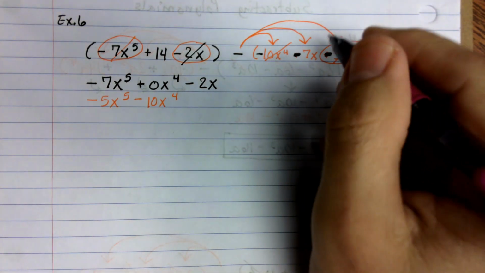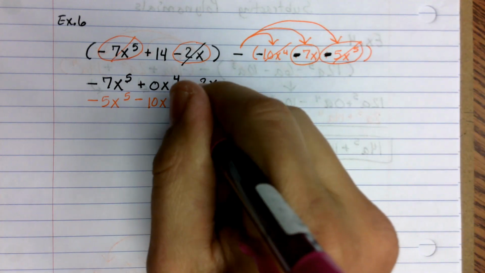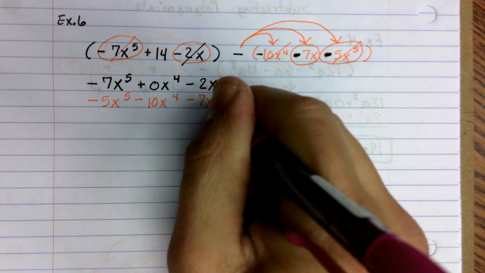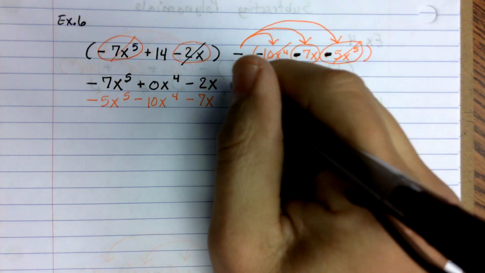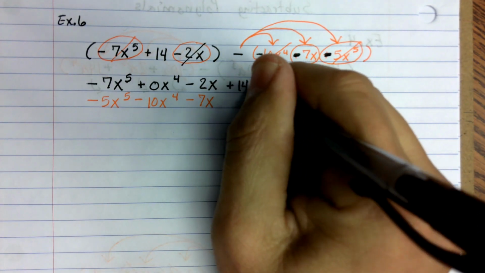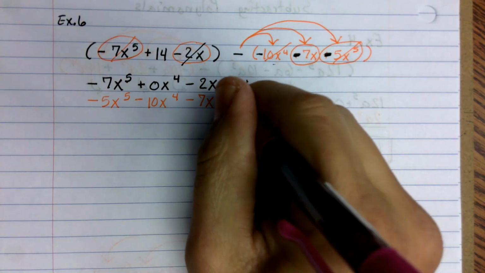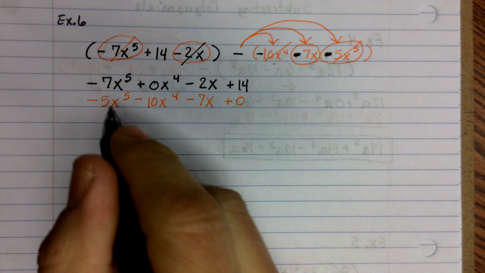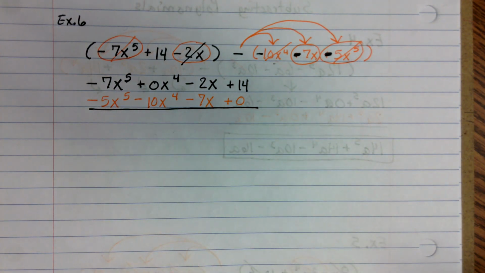And then I'm going to bring down the orange's negative 7x. Last of all, we just have to deal with this constant. We have a positive 14. Notice in orange we do not have a constant, so I'm just going to put plus 0. I'm going to draw my line underneath it, and I'm going to do math now from top to bottom.